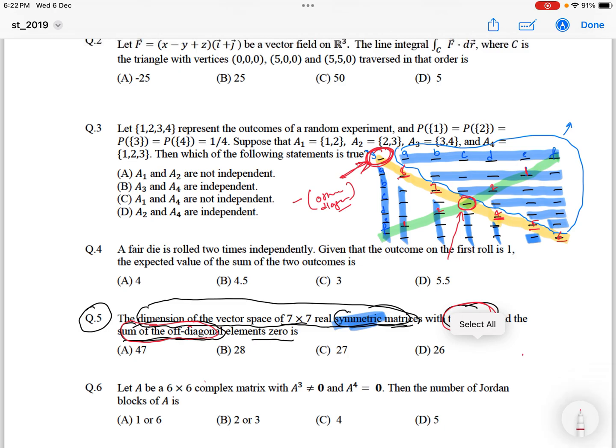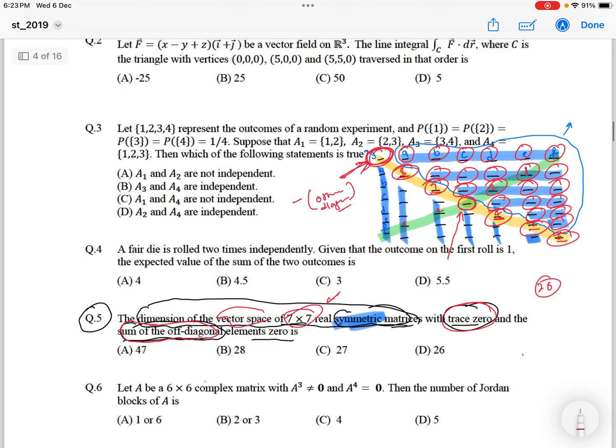So we have 1, 2, 3, 4, 5, 6, 7, 8, 9, 10, 11, 12, 13, 14, 15, 16, 17, 18, 19, 20, 21, 22, 23, 24, 25 and 26. So we need 26 elements to specify the complete 7 by 7 matrix in this space with the given conditions. So the correct answer for question 5 is 26.